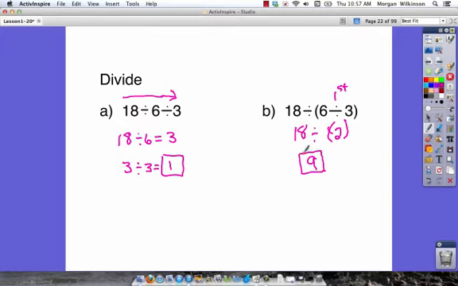Again, notice we have a different answer. When you have those parentheses, it's going to potentially change what your final answer or your quotient in these division problems will be. Make sure you use the correct order of operations.